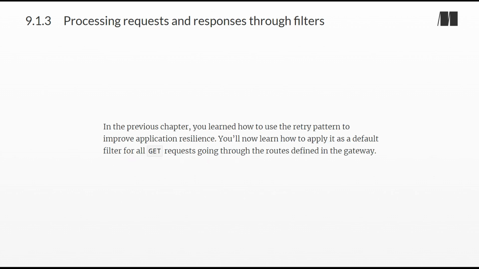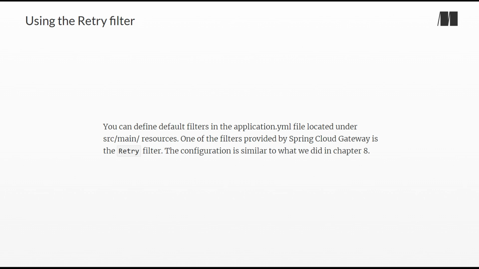In the previous chapter, you learned how to use the retry pattern to improve application resilience. You'll now learn how to apply it as a default filter for all GET requests going through the routes defined in the gateway. Using the retry filter. You can define default filters in the application.yml file located under src/main/resources. One of the filters provided by Spring Cloud Gateway is the retry filter.